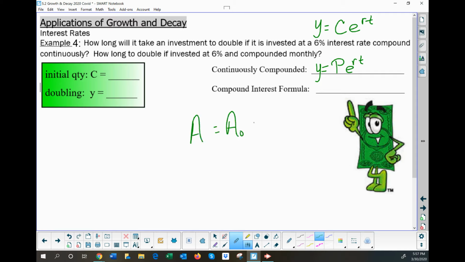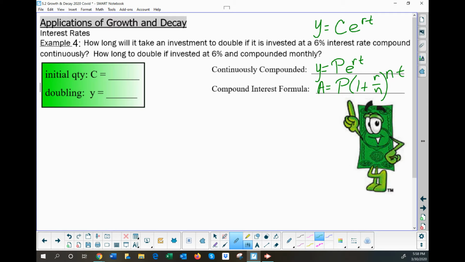Now, compounded interest formula, that is the amount equal to the principal present, 1 plus the rate expressed as a decimal divided by the number of compounding periods, raised to the NT, the number of compounding periods we'd have. So if I have monthly, I'm going to have 12 times the amount of time we're talking about. Okay. Alrighty, what was the initial quantity C?